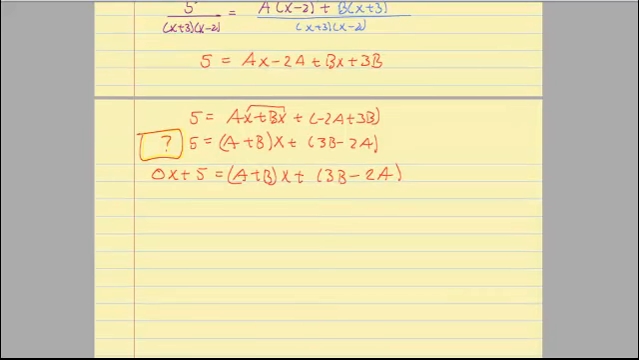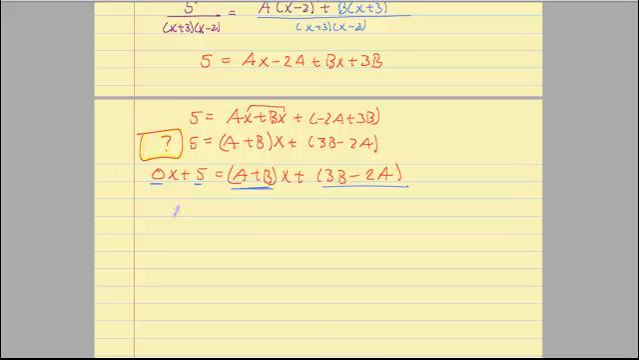Now if this equality is actually true, whatever the coefficient is on the left in front of my linear variable had better equal the coefficient on the right in front of my linear variable, and whatever my constant is on the left has to equal my constant on the right. This is called equating coefficients.